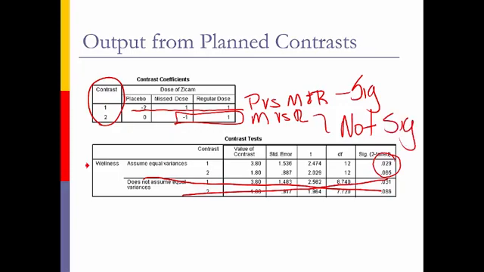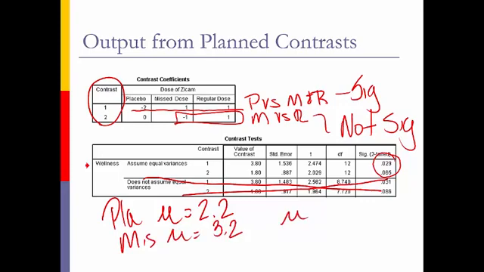So essentially the placebo is different than the missed and the regular. Now we know that they're different, but which is better? Well, you're going to have to go and look at the means of each one of those to find out which is better. And we're going to jump ahead here, but the mean for the placebo is equal to 2.2. The mean for the missed is equal to 3.2, and the mean for the regular dose is equal to 5.0.